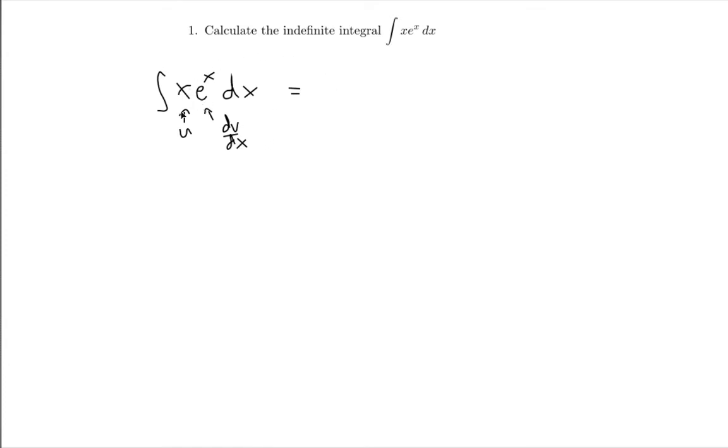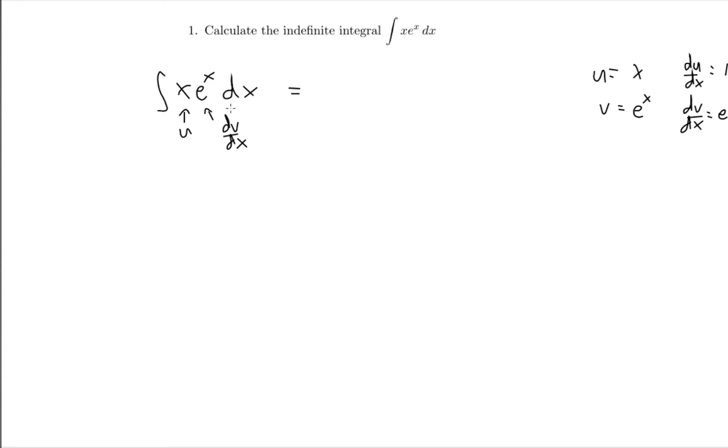If we take u and dv by dx to be this, we'll go over here and make our little chart. So we have u is equal to x, which means v is this, dv by dx is this. We chose this to be e to the x, and another part we'll need is du by dx. We chose u to be x, so du by dx is just 1. We chose dv by dx to be e to the x, which means if we anti-differentiate e to the x, we get e to the x again.